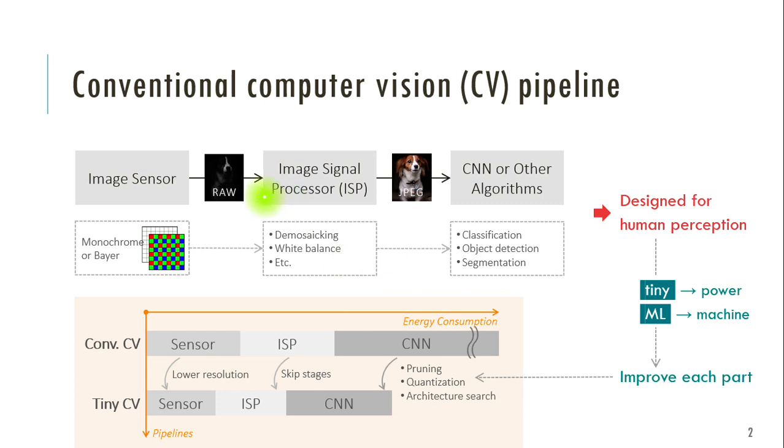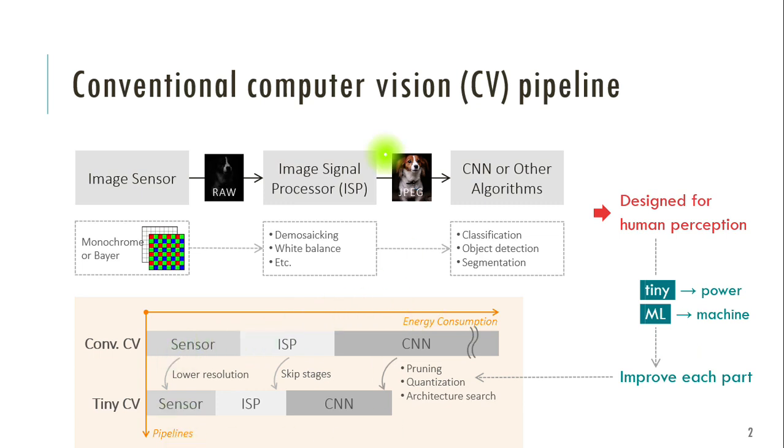So this pipeline was originally designed for human perception. In the context of tinyML, there are two mismatches. First, in terms of the power requirements, because this pipeline is in general very energy hungry. And second, in terms of the data consumer, because now it's machine instead of human eyes.